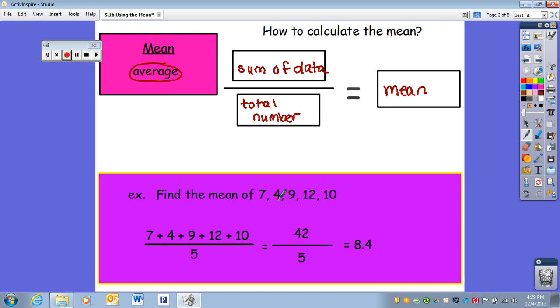So here's an example. When we are finding the mean of this data set, we have 7, 4, 9, 12, and 10. We add those together to get 42, and then we divide 42 by 5, and our mean, or our average, is 8.4.